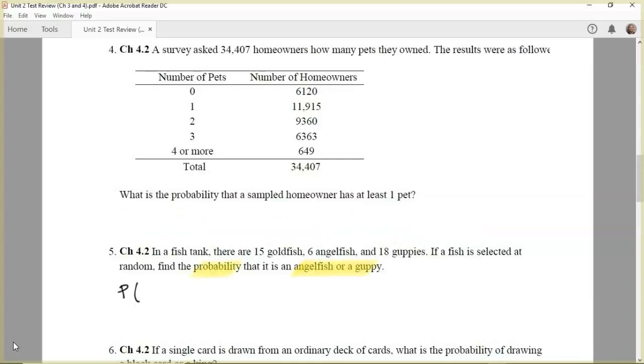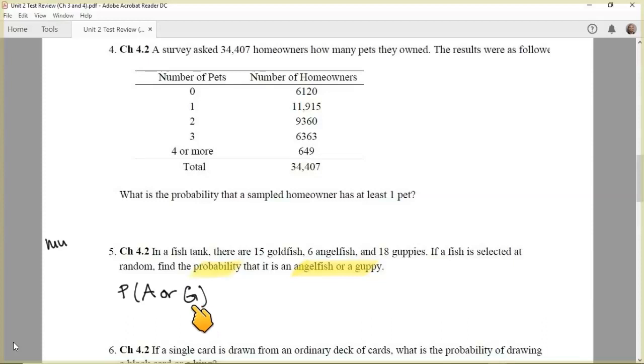Now, the next question is where we get into mutually exclusive and non-mutually exclusive events. In a fish tank, there are 15 goldfish, 6 angelfish, and 18 guppies. If a fish is selected at random, find the probability that the fish is an angelfish or a guppy. Remember, anytime we see the word or, it tells us we're adding the probabilities. It increases the likelihood of that event occurring. So this is my statement: I want the probability of an angelfish or a guppy.